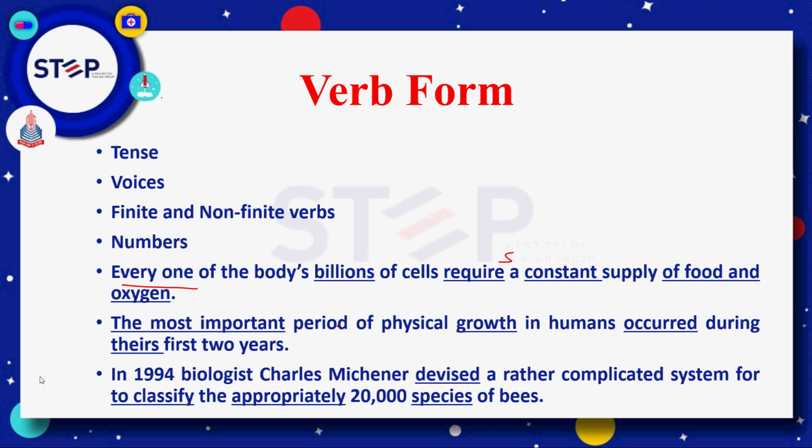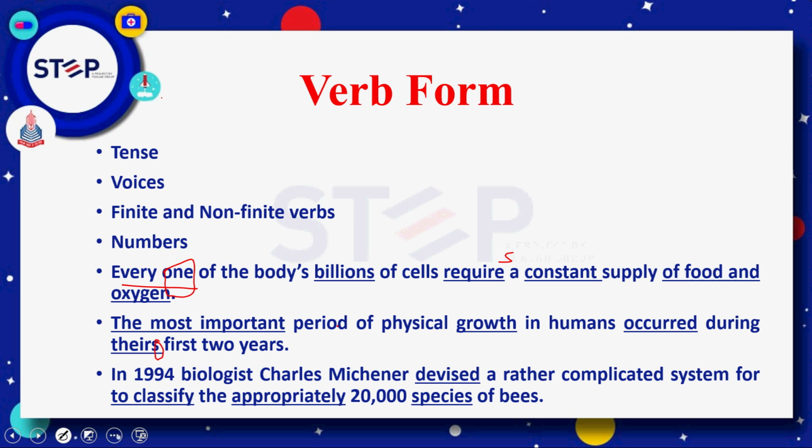For example, there are some examples. Every one of the body's billions of cells requires. Over here, this one is a singular subject, so we need a singular verb. That singular subject requires a singular verb. So everyone is a singular subject, requires is a singular verb. The most important period of physical growth in humans occurred during theirs. This theirs is wrong because it should be their first 2 years.